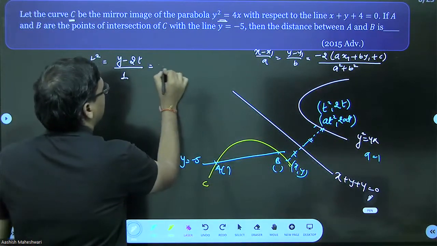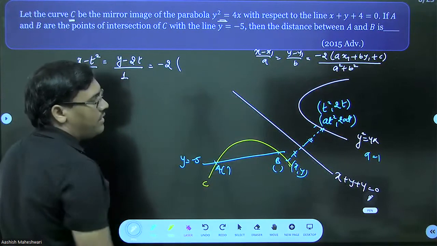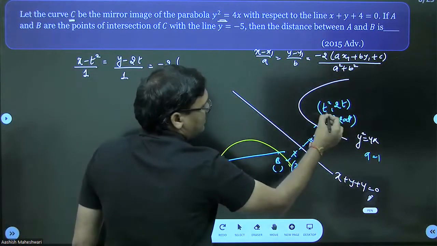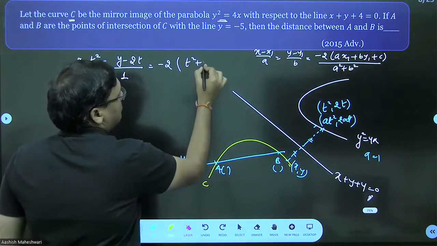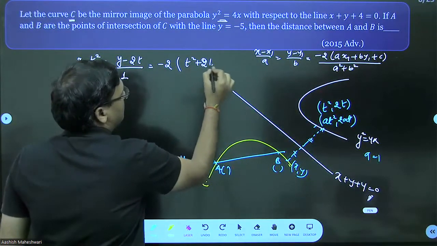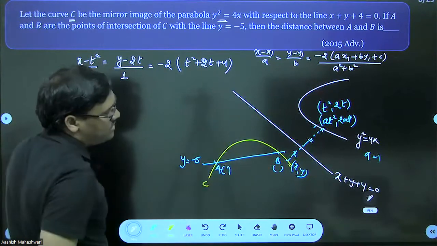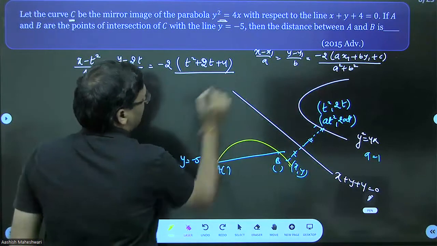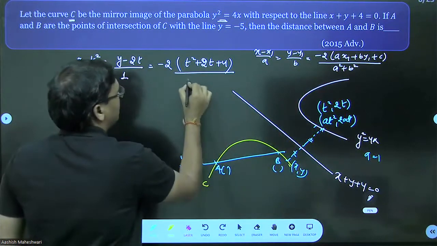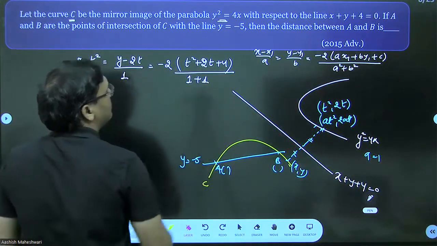This is -2. ax1 by1 plus c, that is, just put this quantity in the equation of this line, that is t square plus 2t plus 4. I hope this is clear. Just substitute this coordinate in the equation of the line upon a square plus b square. What is a square plus b square? 1 plus 1.